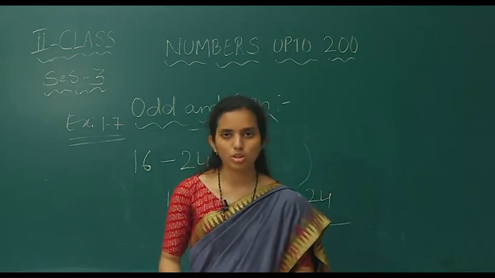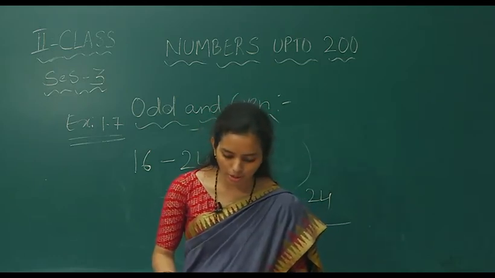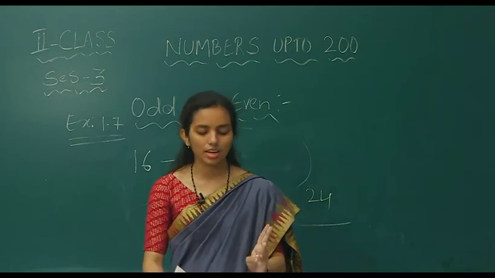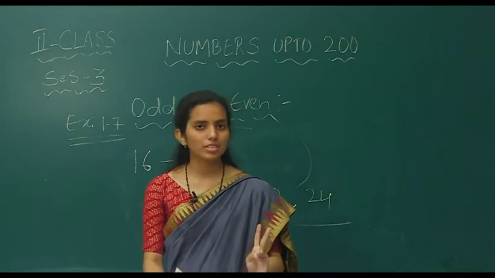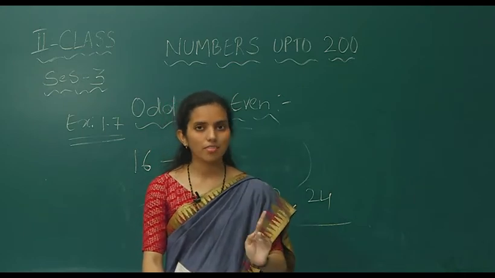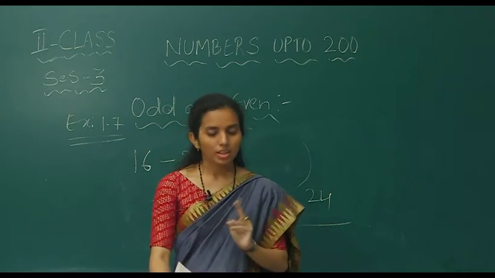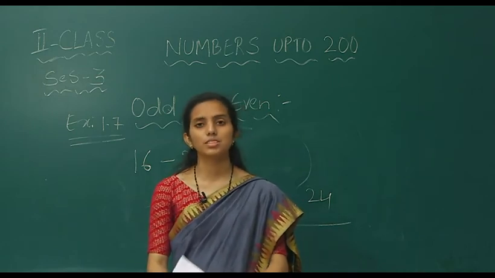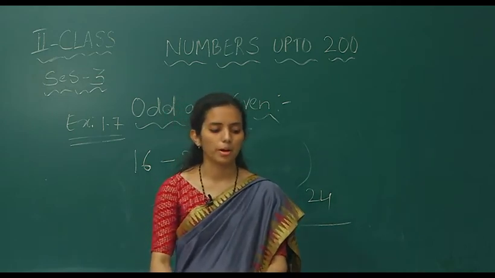Odd numbers are also the same. Between 31 and 39, that is 33, where 3 is in the ones place, 35, where 5 is in the ones place, and 37, where 7 is in the ones place. So, it is also an odd number.